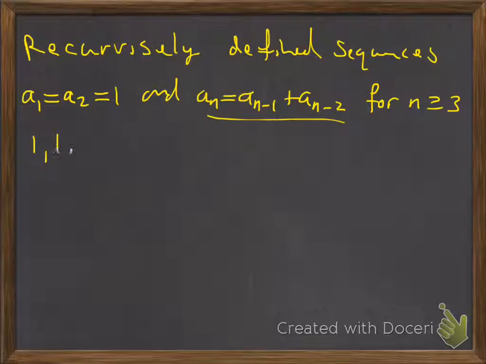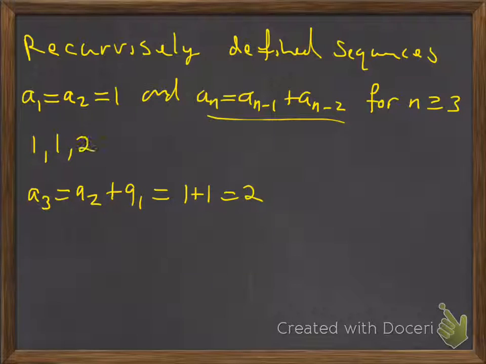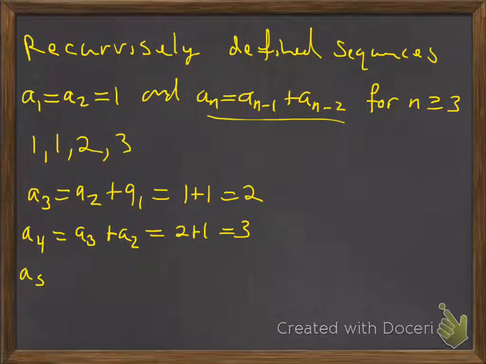So if we write the first 2 terms, 1, 1, to find the third term, I have to add up the previous 2 terms, which is just 1 plus 1, which is 2. Okay, to find the fourth term, add up the previous 2, so the third term and the second term. So 2 plus 1 is 3. To find the fifth term, we'll add up the fourth term and the third term. So 3 plus 2 is going to be 5.